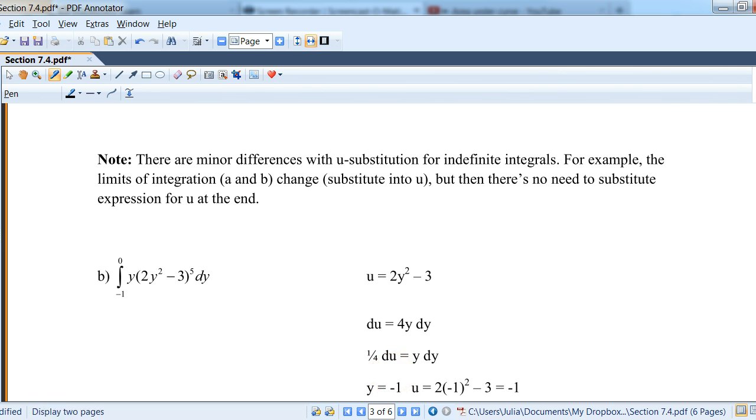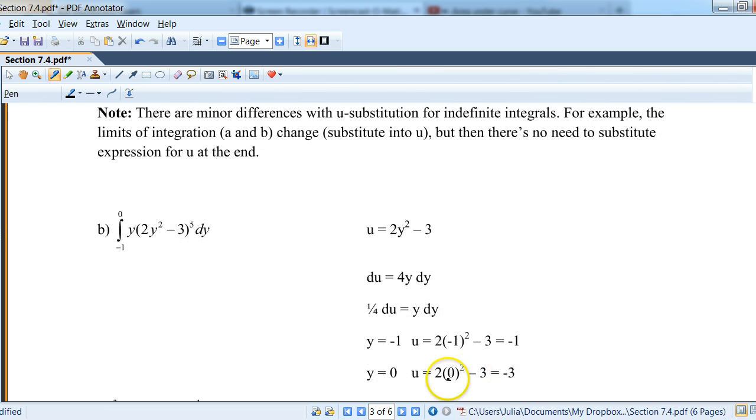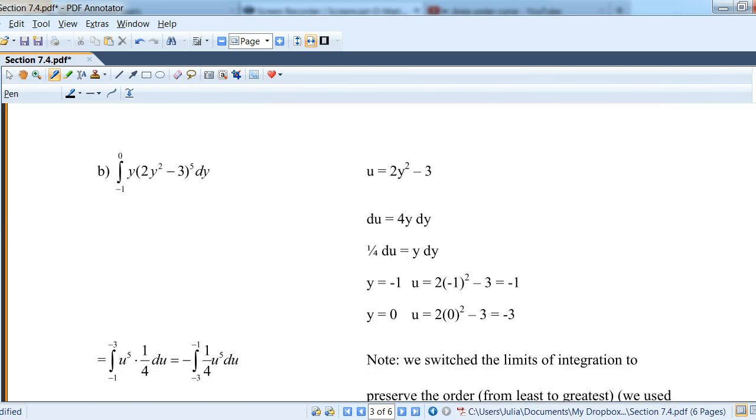And again, we'll plug in the endpoints. So if y is negative 1, we get u equals negative 1 also. And if y is 0, we get u equals negative 3. And here is where that situation happens. We have an integral from negative 1 to negative 3. Negative 3 is smaller than negative 1, but it's on the top. So it seems a little strange, and we're going to actually switch it to fix it.